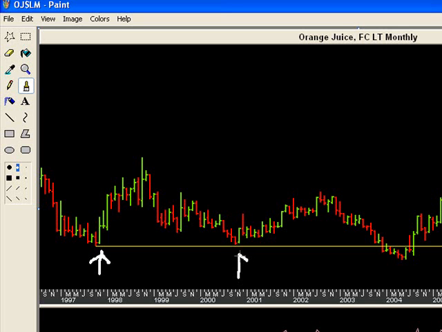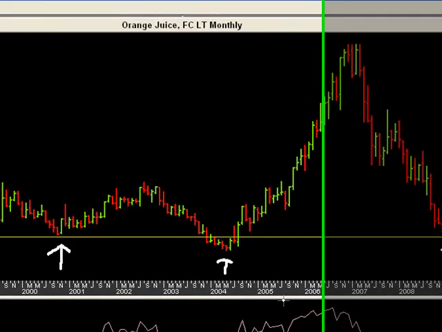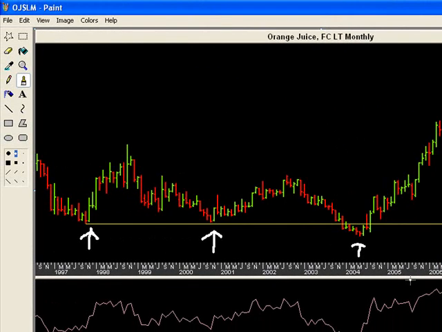Back here in 2000, orange juice went to 63 cents. Here's the only time we went under 63 cents, to the low 50 range. And back here in 2009 is 63 cents. So what does that tell you? When the market was trending lower, obviously knowing beforehand, you could see that 63 cents was a pretty good support level. So you have that as a reference.